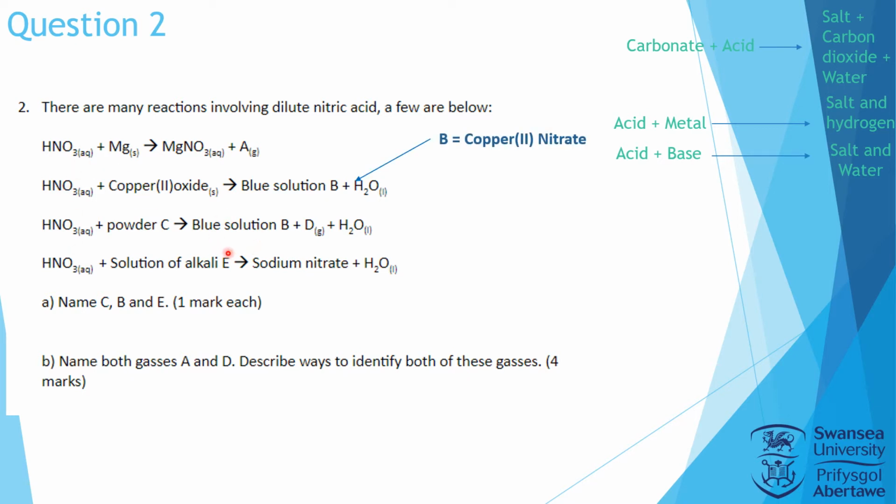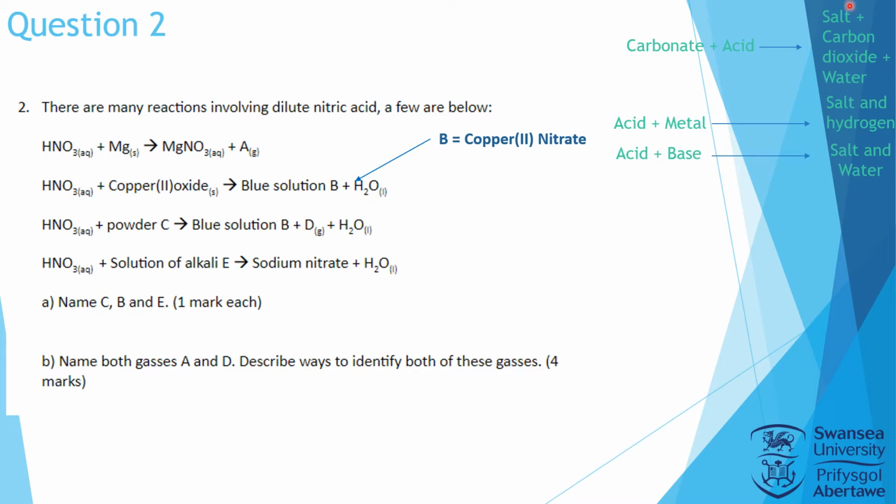So we can move on to this one down here. So we know that blue solution B is a copper nitrate solution, but instead of just having water here, we've actually got a gas as well as a product. So this powder cannot be copper oxide because it gives a different product. So we've got a gas, which I guess could either be hydrogen or carbon dioxide or anything.